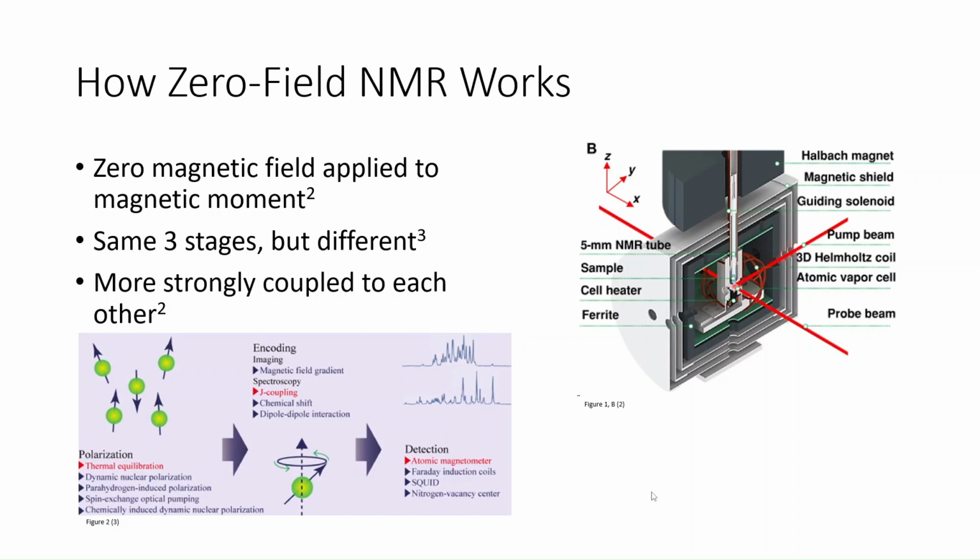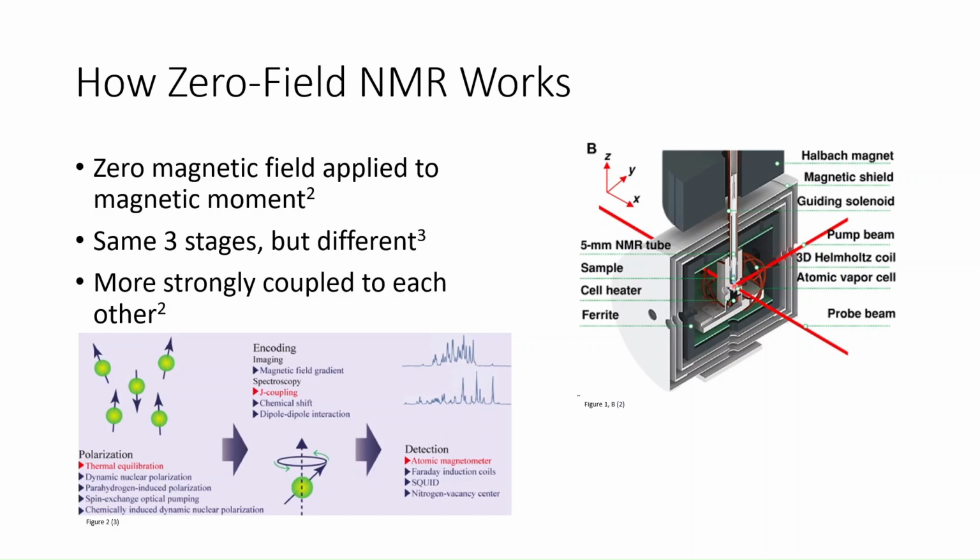The encoding to spin resonance frequencies is done through internal spin-spin interactions, such as J-coupling and dipole-dipole interactions. In high-field NMR, the spins are coupled more to the magnetic field than to each other, but in zero-field NMR, the spins are strongly coupled to each other by these spin-spin interactions.